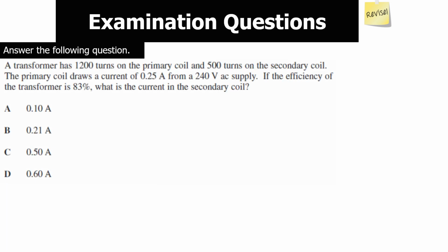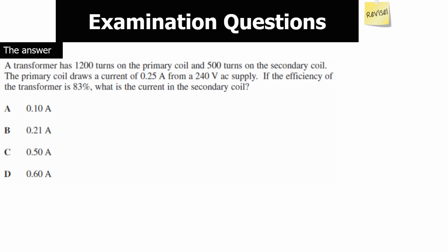The next question says a transformer has 1200 turns on the primary coil and 400 turns on the secondary coil. A primary coil draws a current of 0.25 amps from a 240 volt AC supply. If the efficiency of the transformer is 83%, what is the current in the secondary coil? So pause the video now, then unpause the video when you want to go through your answer.